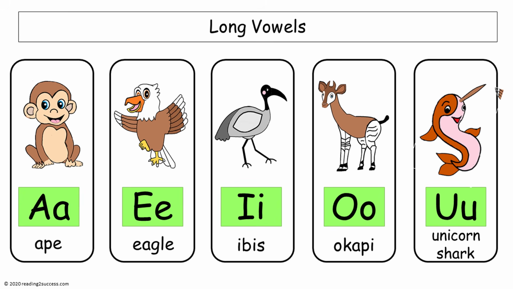Long vowel sounds actually say their letter name. The long vowel sound A is A, as in ape, E as in eagle, I as in ibis, O as in okapi, U as in unicorn shark.